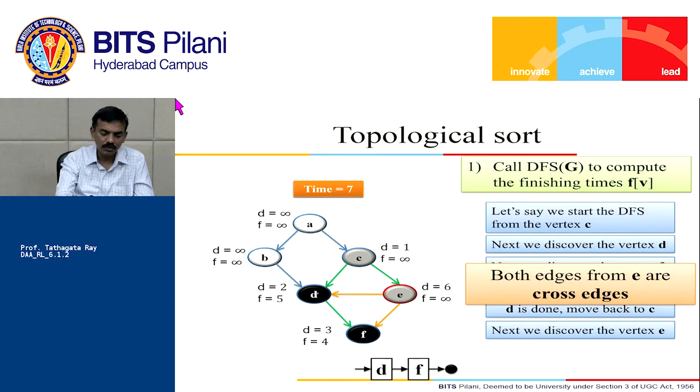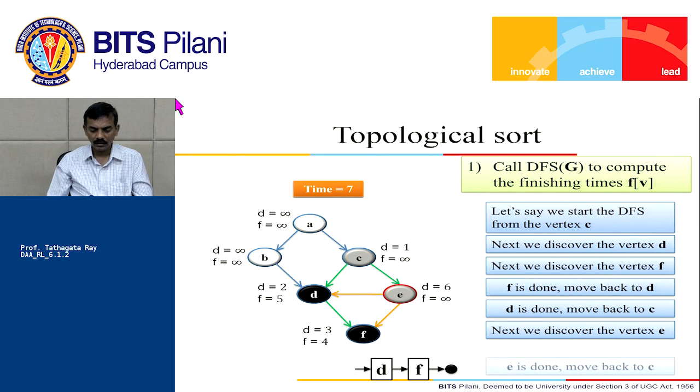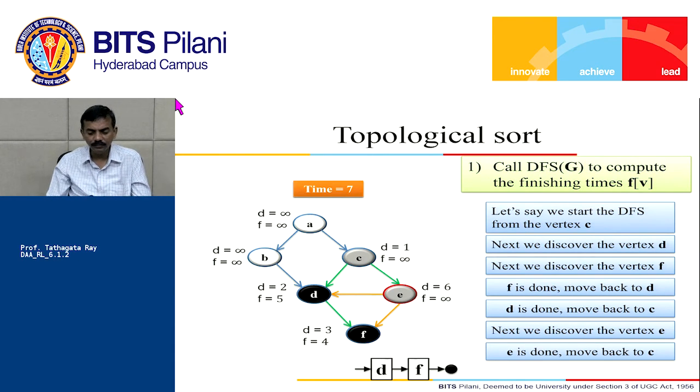Because between C to D you got a tree edge, from D to F you got a tree edge, from C to E you got a tree edge. Now between E to D you have an edge in the original graph, but this edge is classified as a cross edge because D and E are not ancestor or descendant of each other. Okay, so then your E is done.